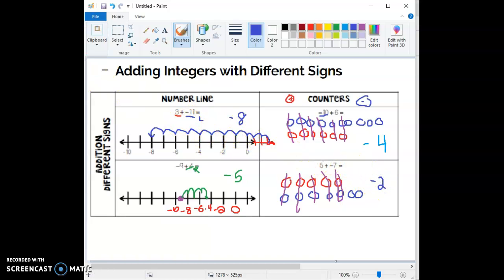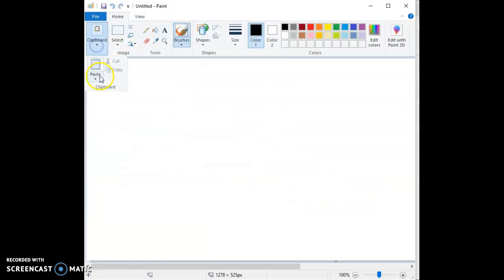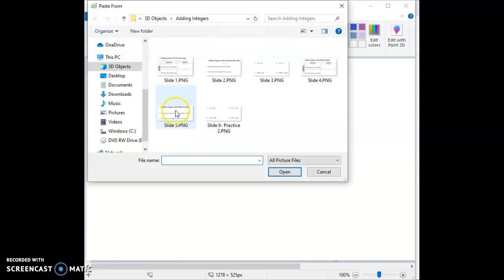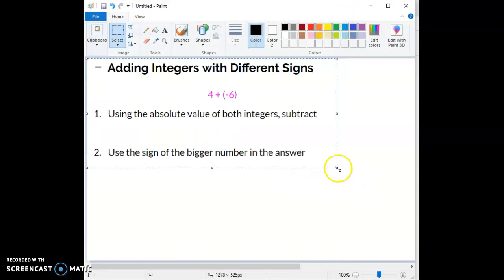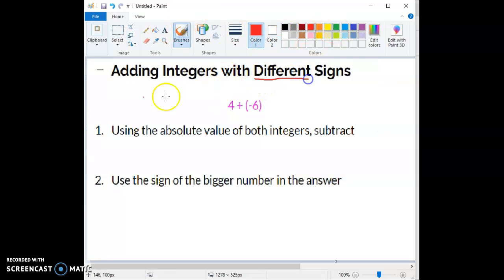Okay? Looking on, we do have rules that we can use. You're more than welcome to do these with the pictures, but it's good we got to see the rules anyways. What's important is different signs. So if they're different, we're going to subtract.